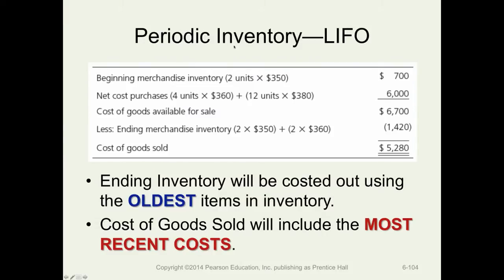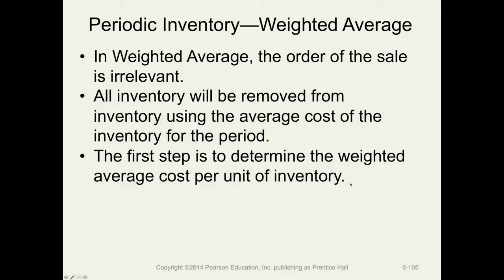So looking at LIFO again, we know the beginning inventory was 700. We go back to our purchases of 6,000 that we know, and the ending inventory, 4 units, 2 at the oldest cost and 2 at the next oldest cost. Once again, ending inventory is the oldest, cost of goods sold will be the most recent.